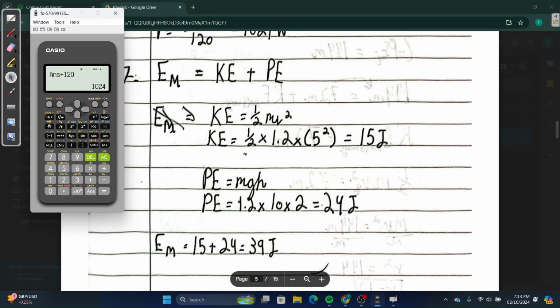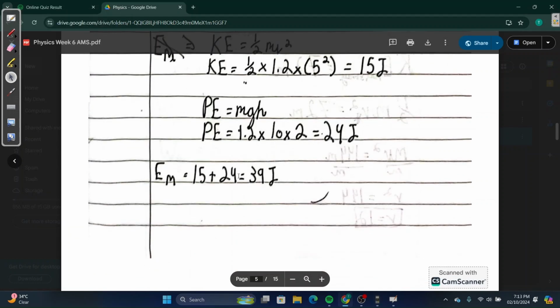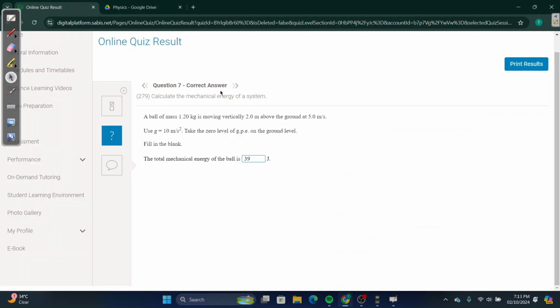Let me just check my work. You can never be too sure. 0.5 times 1.2 times 25, which is 15 joules. Okay, so 15 plus 24 is 39 joules.